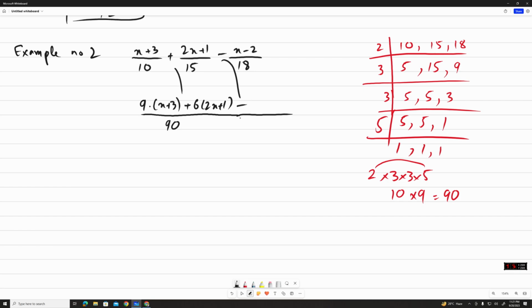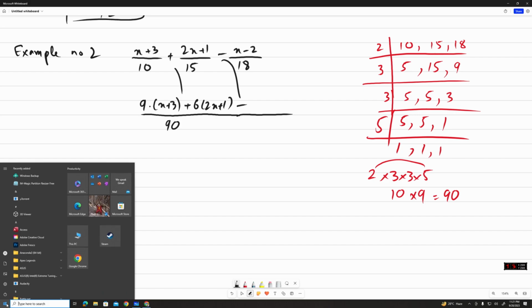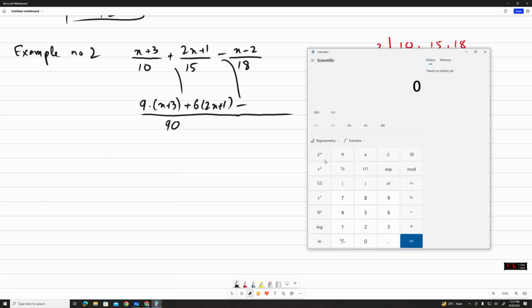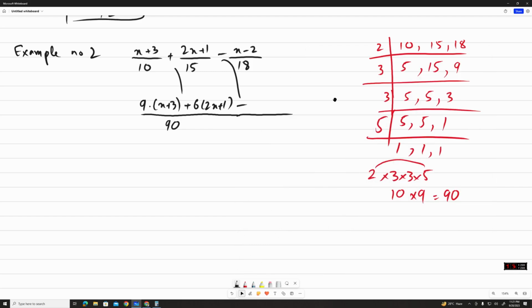Okay, 90 divided by, we're going to use a calculator here. I'm not that good, so I'm going to use the calculator. Okay, 90 divided by 18. It's going to be 5. So 5 multiplied by x minus 2.